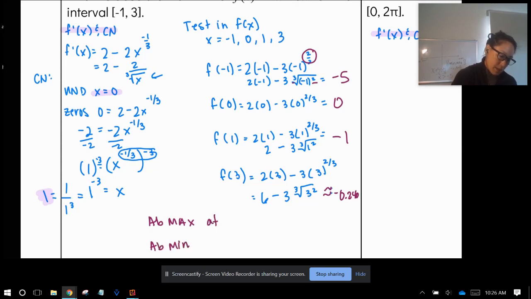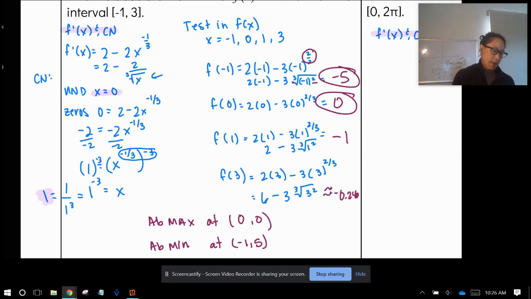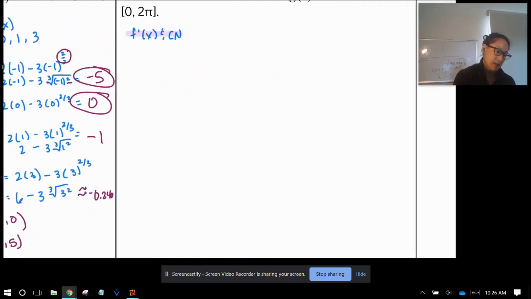at the point -1, 5, and our max is at the point 0, 0. So I just look, 0 is my highest, and our lowest was -5. Okay. All right, next up, you guys do this one.